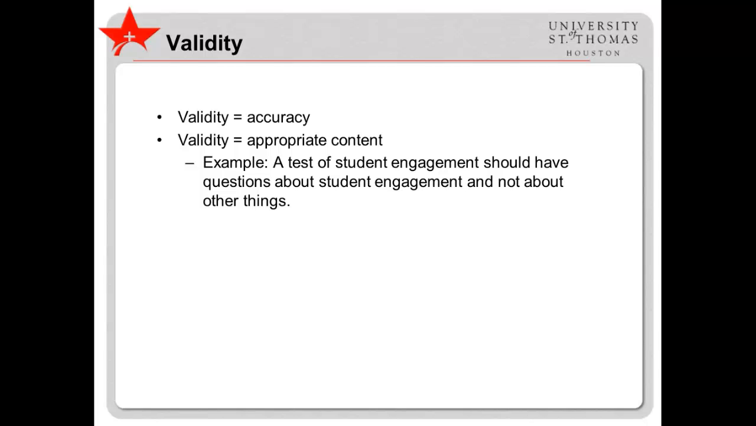Validity involves accurate measurement. Valid measures have appropriate content, as judged by expert raters, for the construct being measured. For example, a test of student engagement should have questions about student engagement and not about other things.